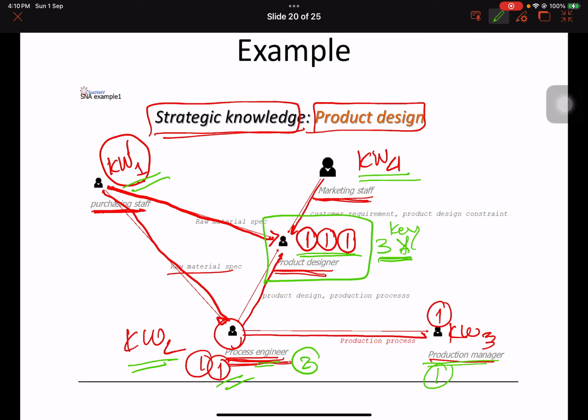And the process engineer also has a relationship with that strategic knowledge. So you can see that the person most involved in product design should be number 1, the process engineer number 2, and the production manager number 3. This is how to show the social network analysis.